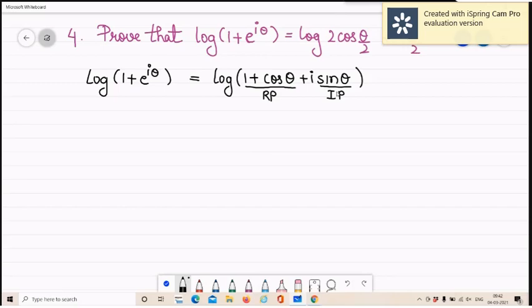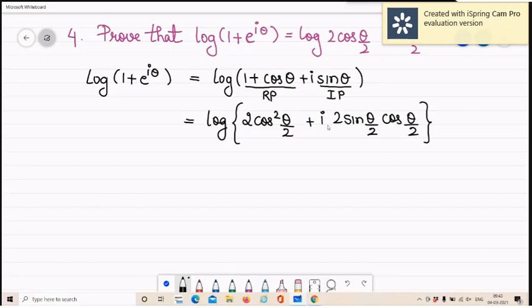Before applying any formula further, we can do one thing here. What is 1 plus cos theta? It is 2 cos square theta by 2. So I am giving you a very simple procedure to do this. So this is 2 cos square theta by 2 plus sin theta, which is 2 sin theta by 2 cos theta by 2.